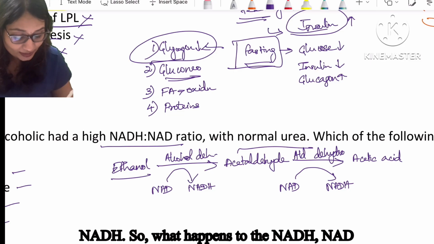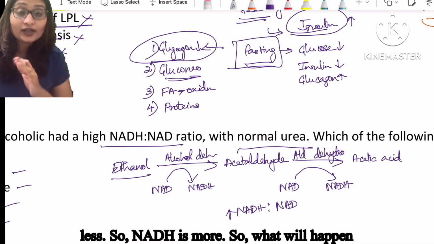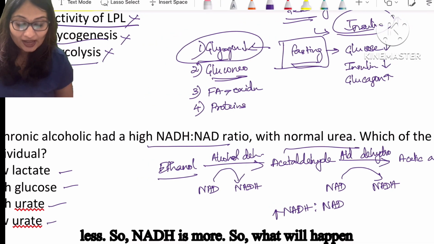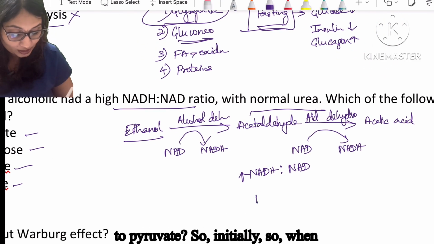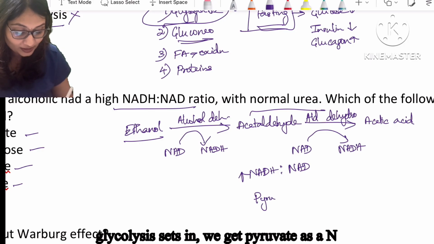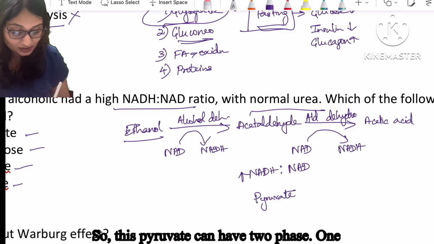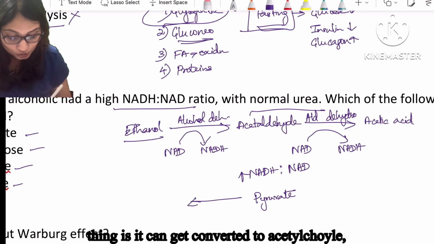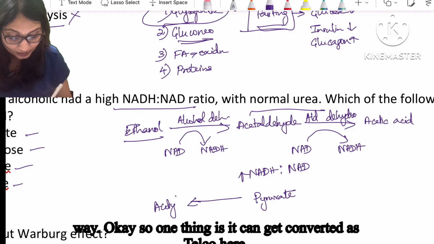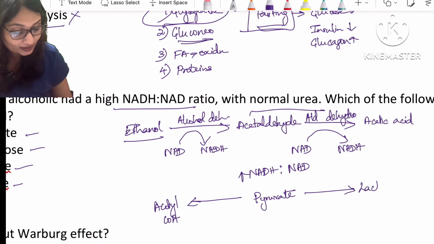So what happens to the NADH-NAD ratio? It increases. NADH is more and NAD is less. So what will happen to pyruvate? When glycolysis sets in, we get pyruvate as an end product, right? This pyruvate can have two fates. One is it can get converted to acetyl-CoA. The other is it can get converted to lactate.